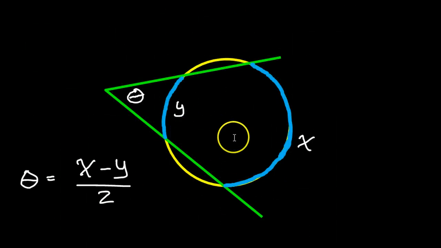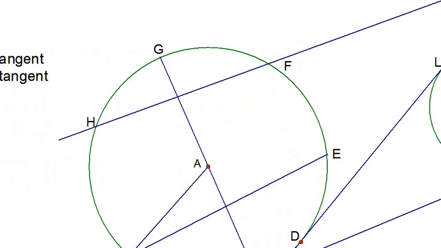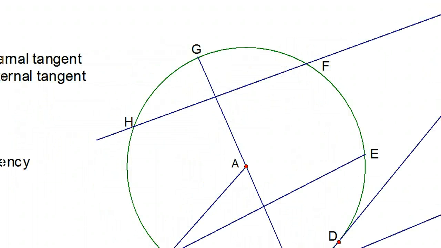And finally, if we have an angle that's outside of the circle, still we have two intercepted arcs, but the formula becomes angle equals arc minus arc divided by 2. And it has to be the big arc minus the small arc. Alright, so we're supposed to identify each of these things, and we have a word bank to help us. Line HF. Okay, line HF is a secant.